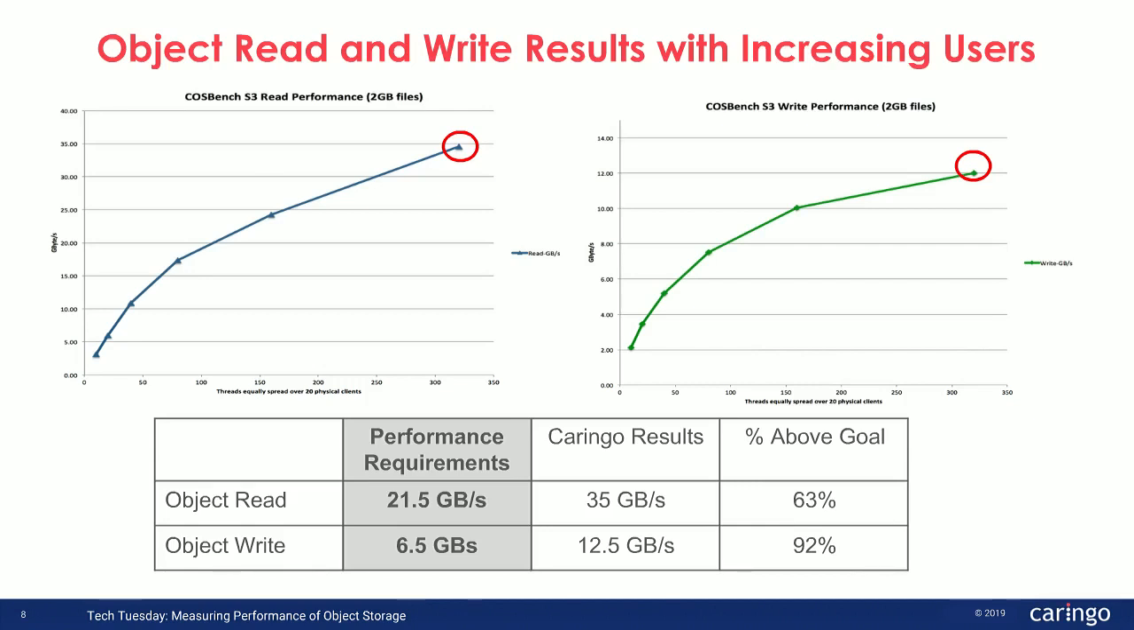And the testing was conducted, as I said earlier, with 2 gigabyte files stored with 5.2 ratio encoding, with client threads spread over 20 client machines. And as you can see in the slides, as we ramped up the thread count across 20 clients, the performance requirements were easily met, surpassing the read goals by 63% and the write goals by 92%.